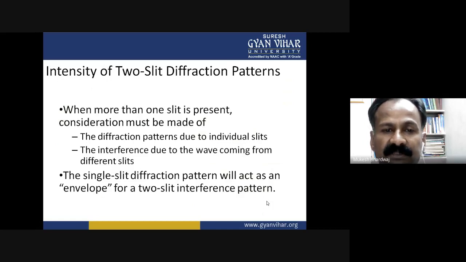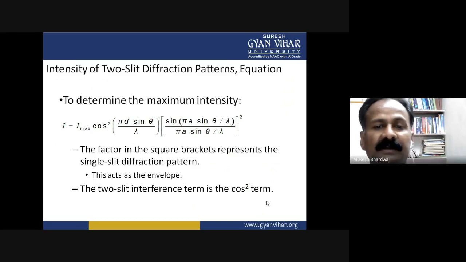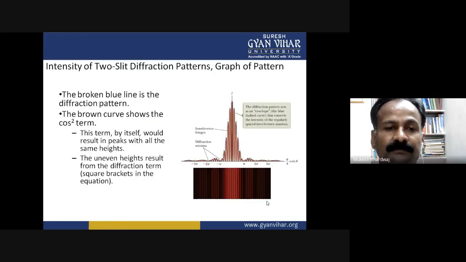Intensity of two slit diffraction patterns. When more than one slit is present, consideration must be made of the diffraction pattern due to individual slits and the interference due to the waves coming from the different slits. The single slit diffraction pattern acts as an envelope for the two slit interference pattern. Intensity of two slit diffraction pattern equation: to determine the maximum intensity, the factor in the square brackets represents the single slit diffraction pattern. This acts as an envelope. The two slit interference term is the cos square term.